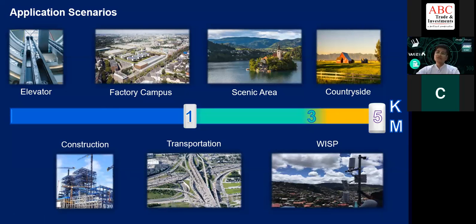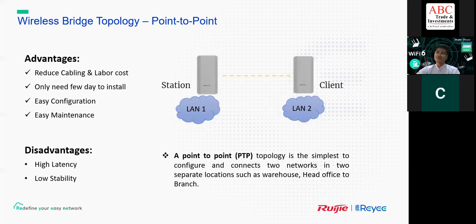So here is the point-to-point scenario. It is just a simple way to connect and configure two nodes in two separate locations, such as a warehouse or head office to branch. So if you want to connect the main office to the branch, you can use the wireless point-to-point scenario. Okay, this is the diagram here. We have a station and a client, and you just bridge them wirelessly.